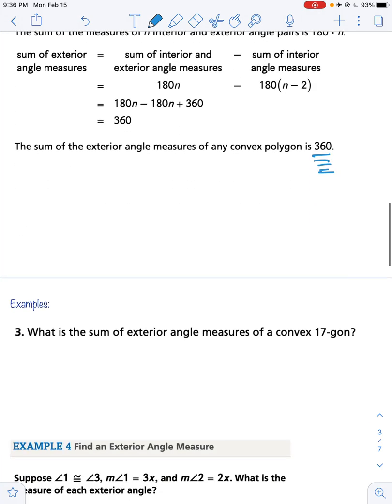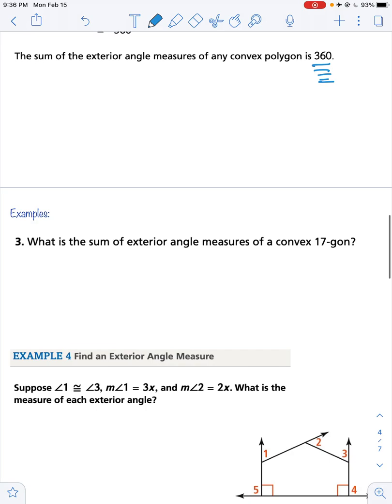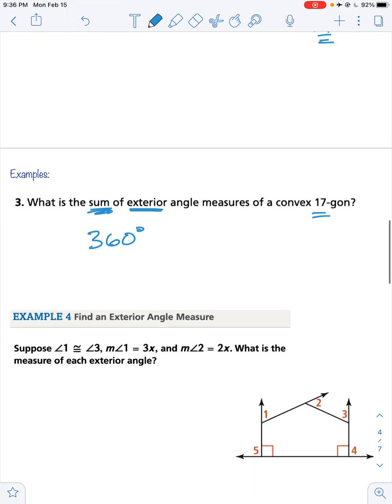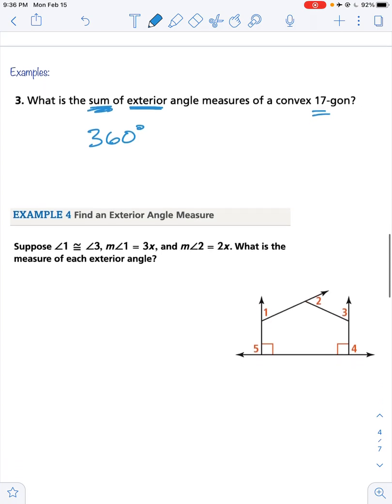Okay, so let's do an example so I can show you. What is the sum of the exterior angle measures of a convex 17-gon? Well, the sum is always going to be 360. The sum of the exterior angles will always be 360. It doesn't matter how many sides. Okay, all right, now let's move on to another example.